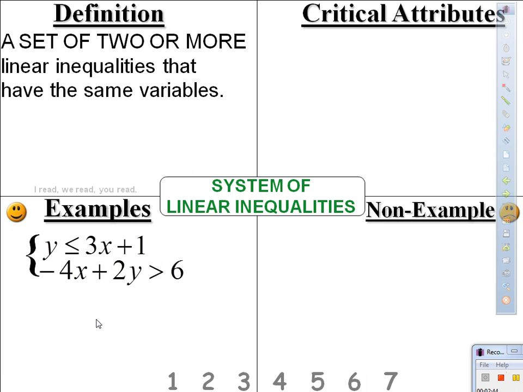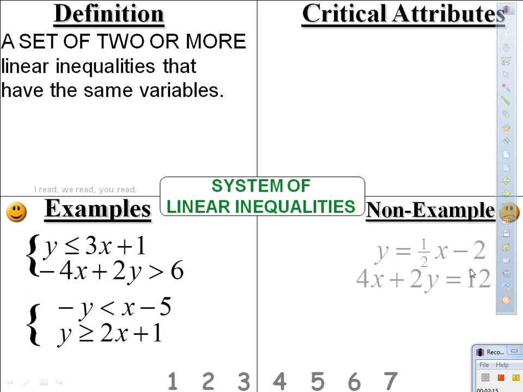Look at this one. System of y is less than or equal to 3x plus 1, and negative 4x plus 2y greater than 6, that's 1. Let me show you another one. System of negative y less than x minus 5 and y greater than or equal to 2x plus 1. And once again, we also know that systems can be written without the bracket. Is that correct? Okay.